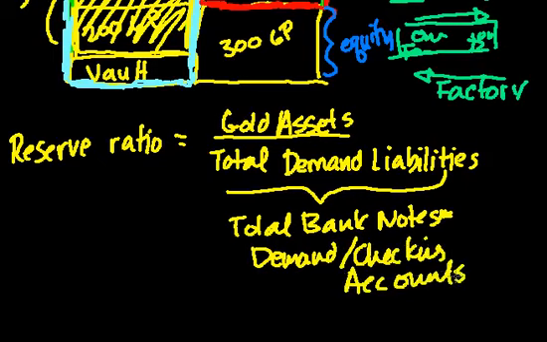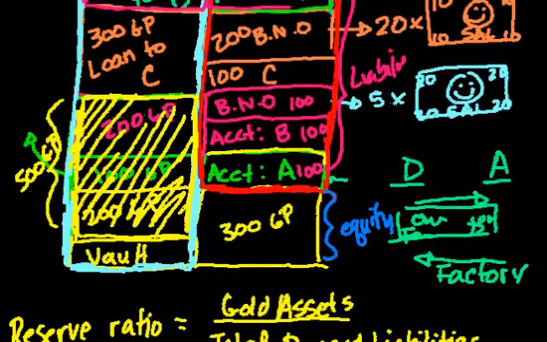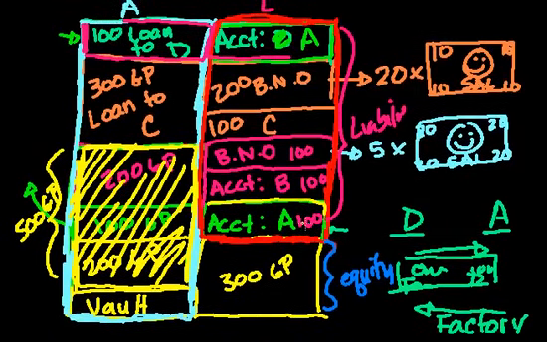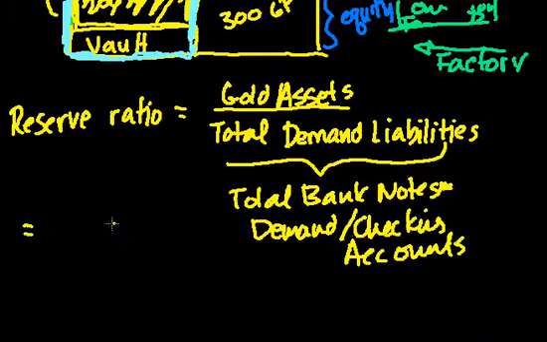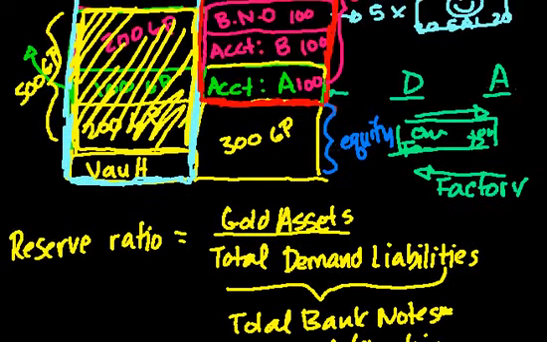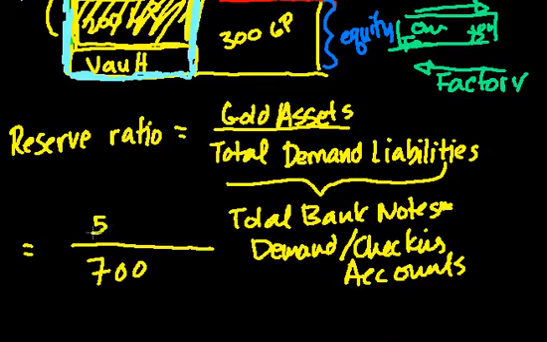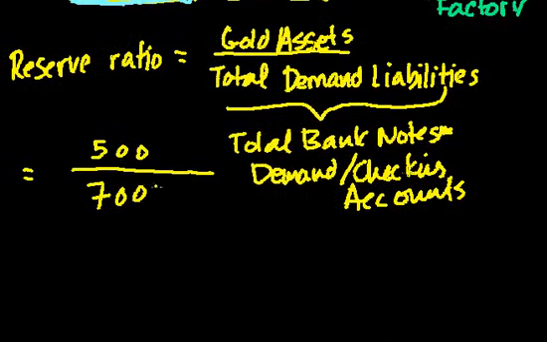So let's see what it is for this bank that we have here. Our total gold assets are 500, and what's our total demand accounts? Let's see, it's 100 plus 100 plus 100 plus 100, that's 400, 600, and I think this was another 100 here, 700. So the total demand liabilities I just figured out was 700, and the gold assets in this bank are 500. So right now the reserve ratio of this bank is pretty high, 5/7.